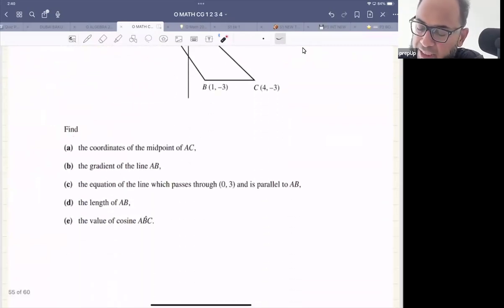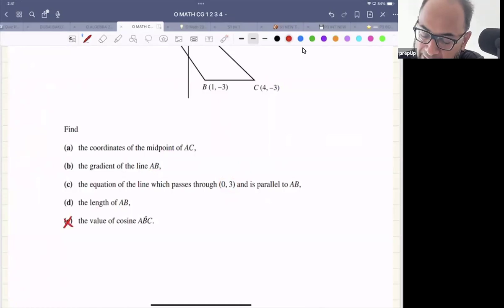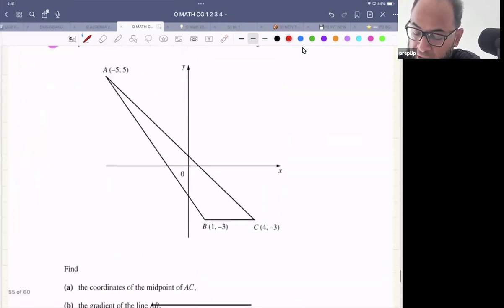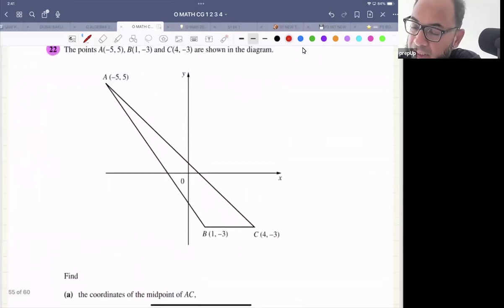Find the coordinates of the midpoint of AC, the gradient of line AB, the equation of line which passes through 0, 3 and is parallel to AB, the length of AB, the value of cosine ABC. The last part, I'll cancel it out for right now because we haven't done trigonometry as yet. Now, first of all, the coordinates of the midpoint of AC.